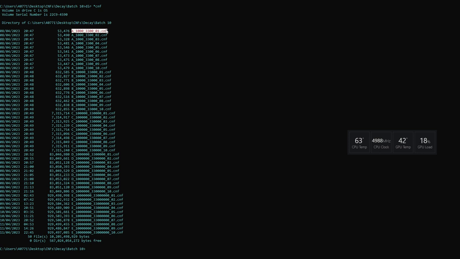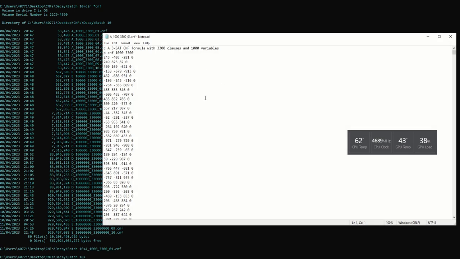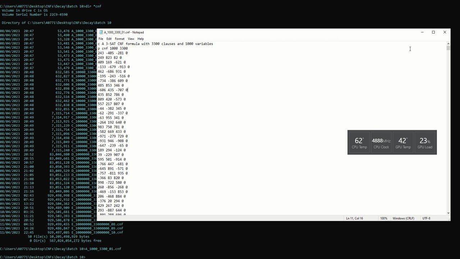individual batch of files. Batch A represents formulas of 1,000 variables and 3,300 clauses. Let's look at one of them. They're regular CNF in the DIMACS format, and probably you already know what that means. What you notice is that they're 3-SAT. This is a 3-SAT formula, and so are all of them. So this is one commonality among the batches.